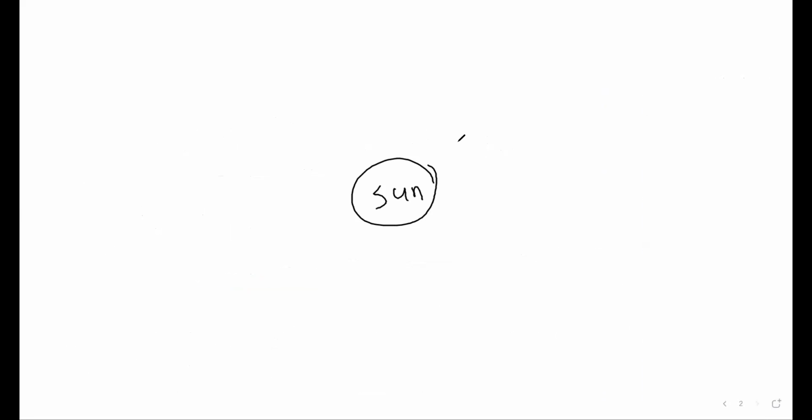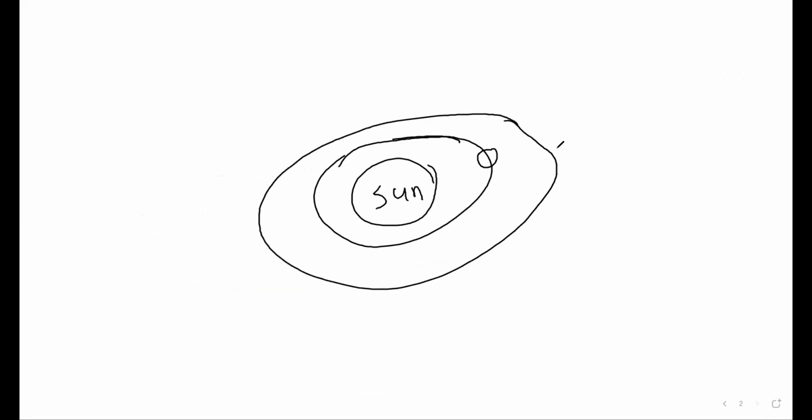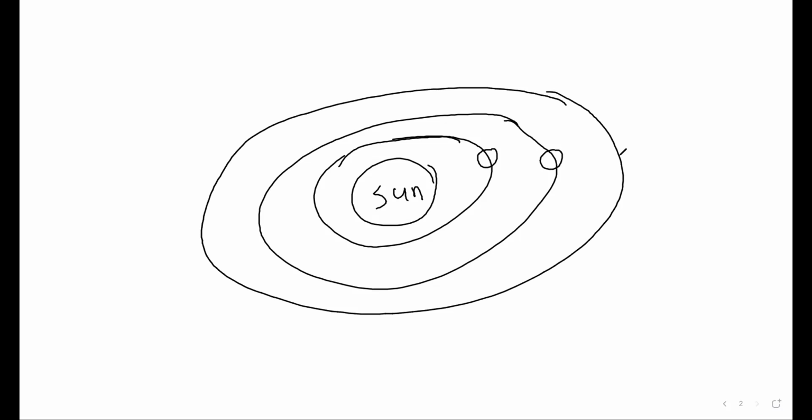The first planet, Mercury. The second planet, Venus. And this is the third planet, for example, the Earth. Elliptical orbit means not a circle orbit. The orbits of the planets take the shape of an ellipse, like this one, not a circle shape.